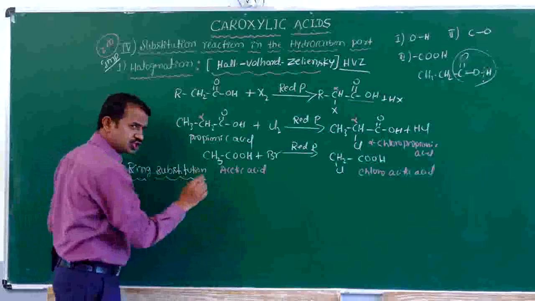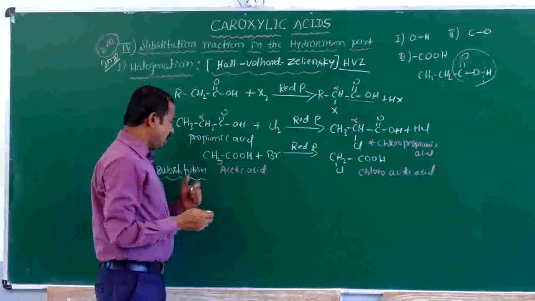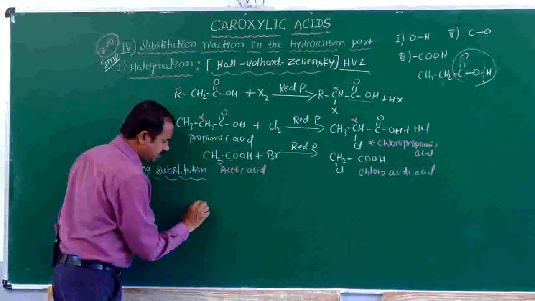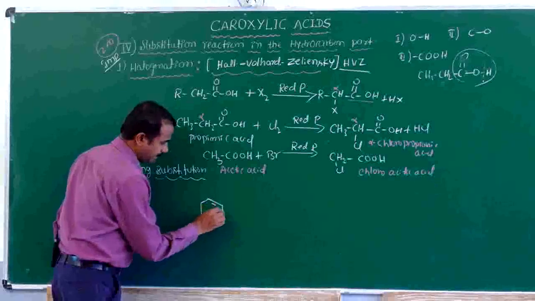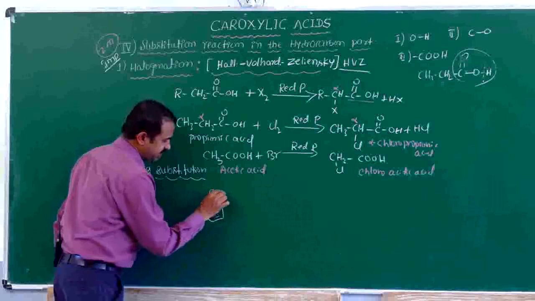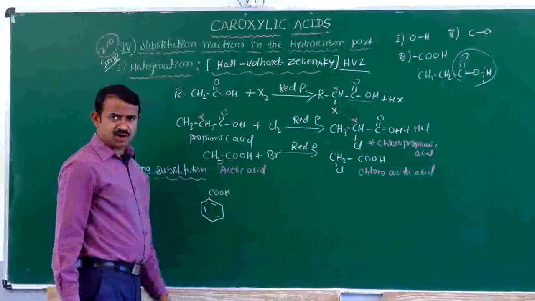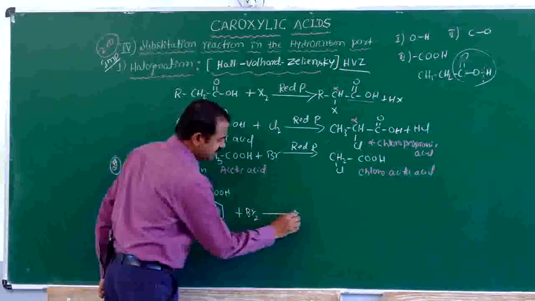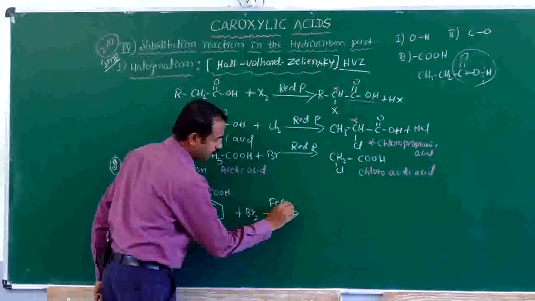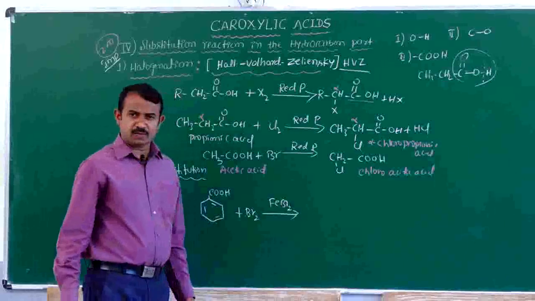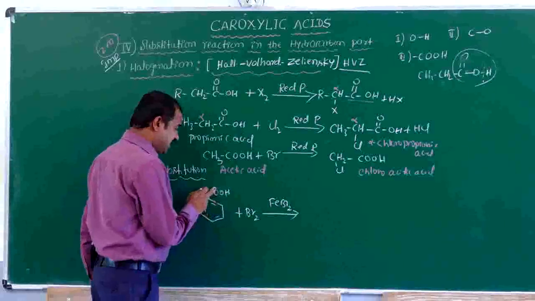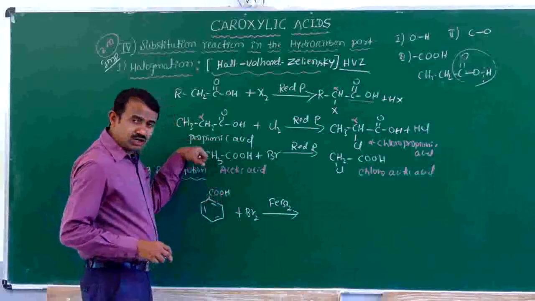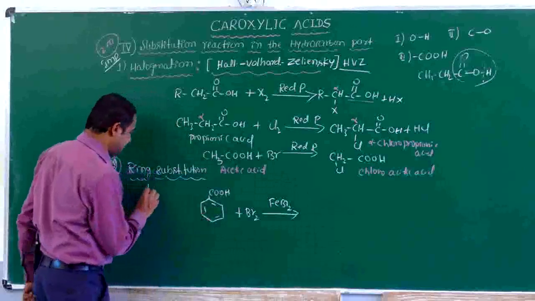What is ring substitution? When an aromatic carboxylic acid reacts with bromine in the presence of ferric bromide, the carboxylic acid is an electron withdrawing group, which means it is a deactivating group.